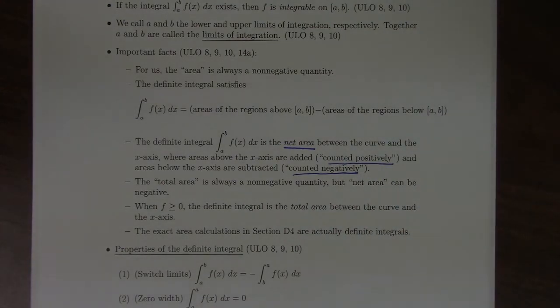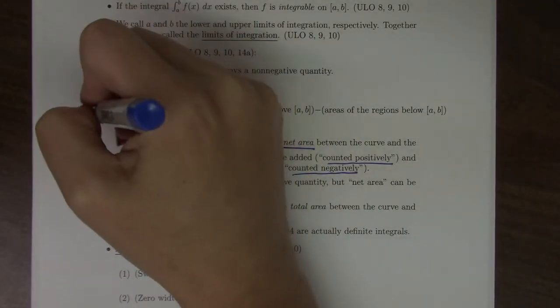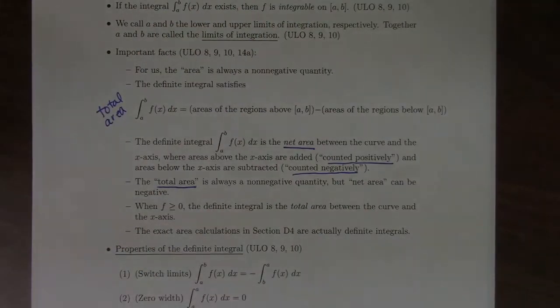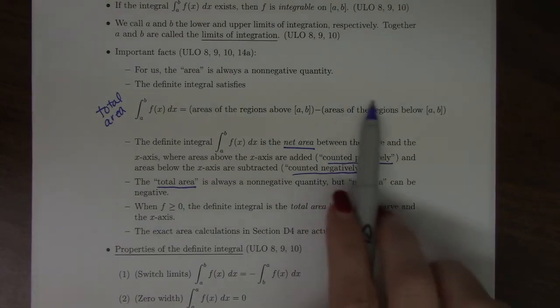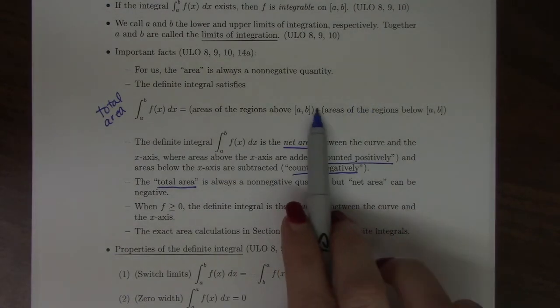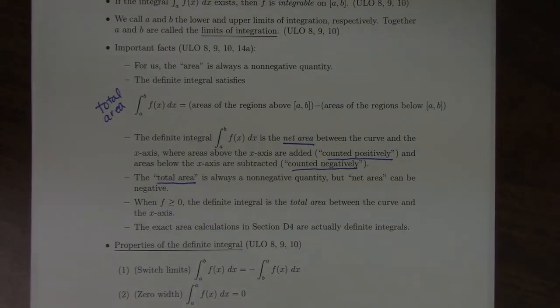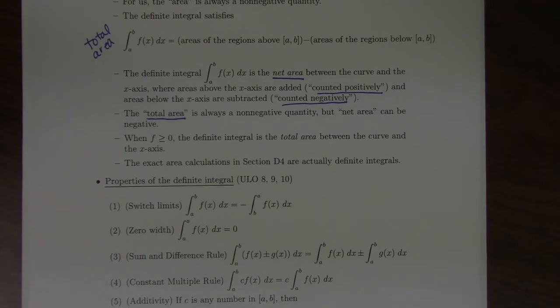So total area is here, and that will end up being a non-negative quantity, because if these regions are negative, when you subtract, it turns into a positive number and we get the total area of the region. However, the net area could be a negative number because it's telling you, well, if it's negative, there's more area below the x-axis than above the x-axis.